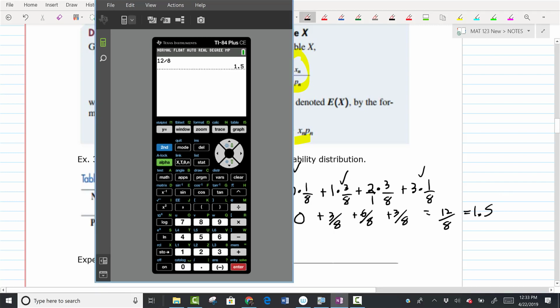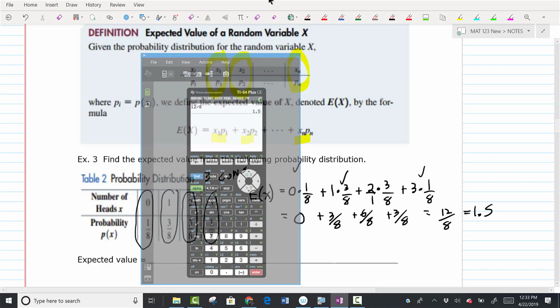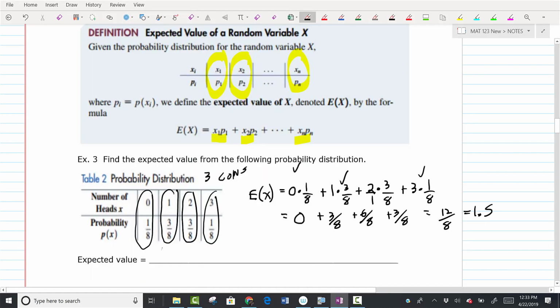I'll explain what we mean by that expected value. So that's 1.5. Again, if you have a probability distribution, you do that times that, multiply, and then add the results. So the mathematics of that is easy. You guys follow what I did there?